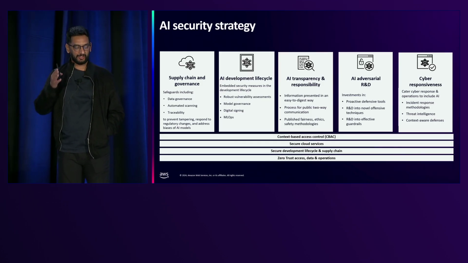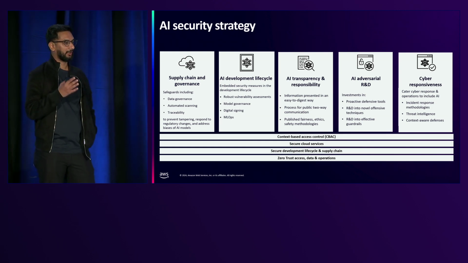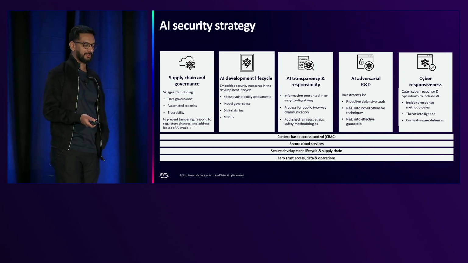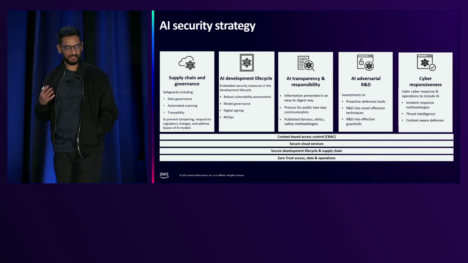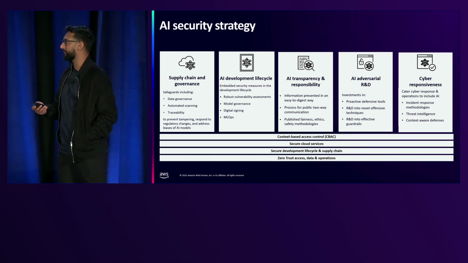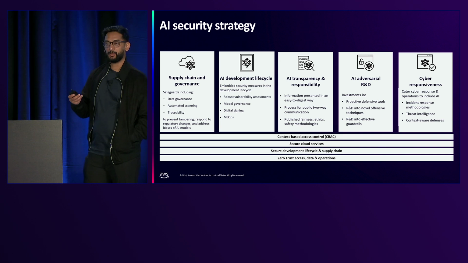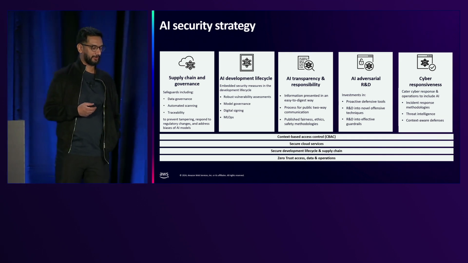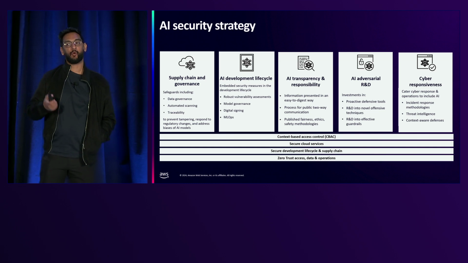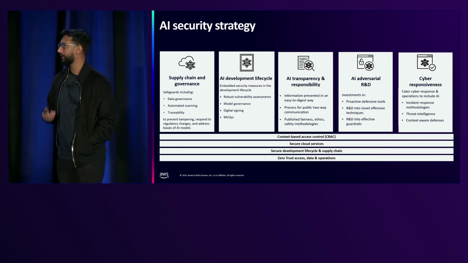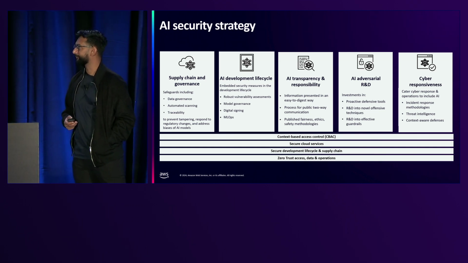We spoke about supply chain governance. This includes things like data governance, whether you're scanning for the data themselves, traceability of that data, and traceability of any software that's being used. This allows you to ensure that you secure all of the software being built for the application itself.